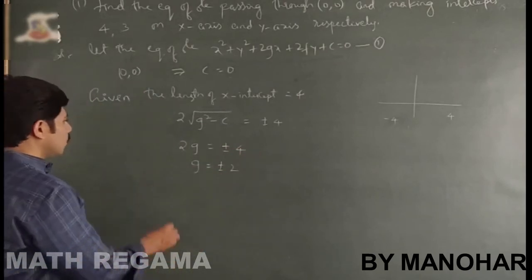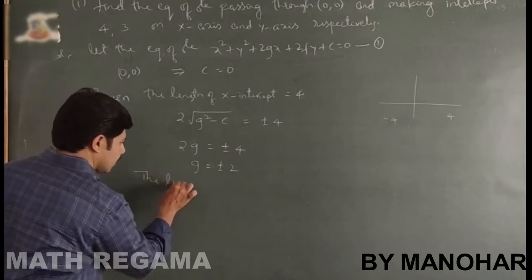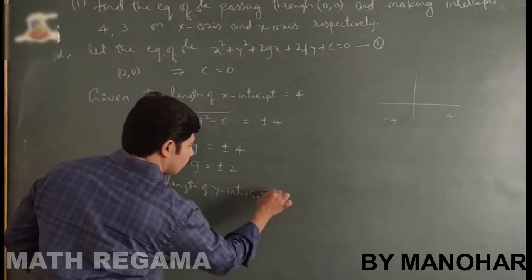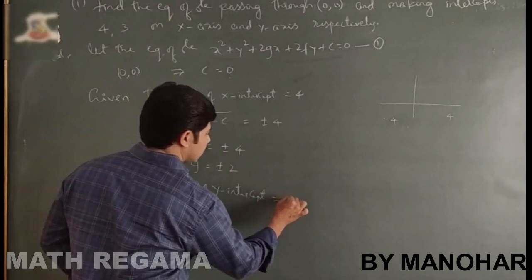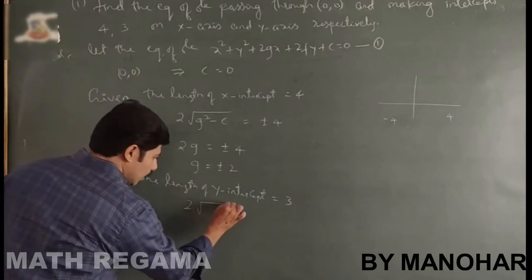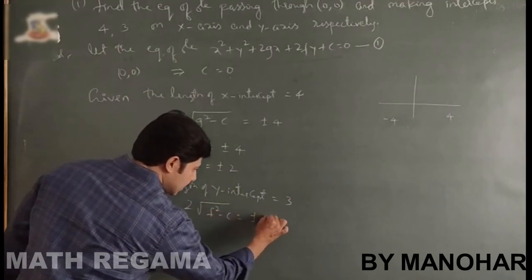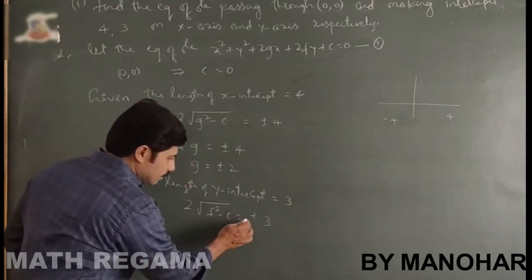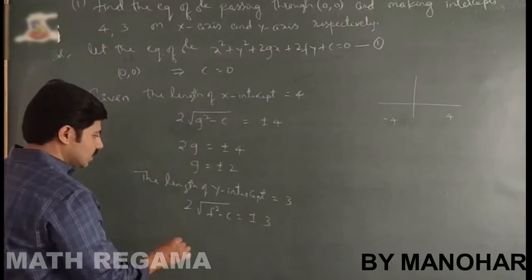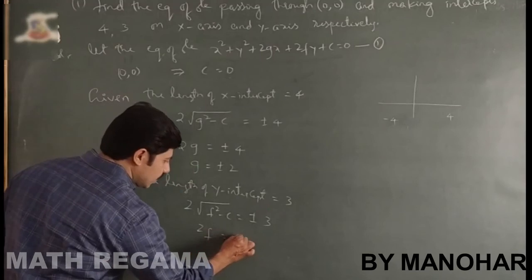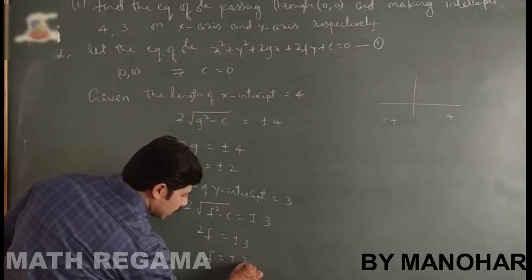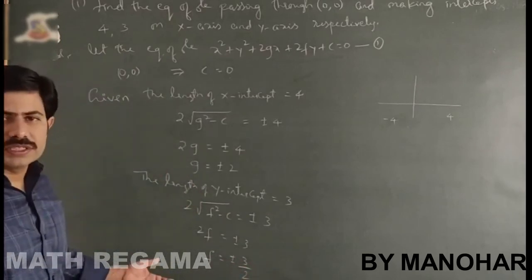After getting g value, next, the length of y-intercept. The length of y-intercept is given as 3 because intercepts 4 and 3, so y-intercept is 3. That means 2 into under root of f square minus c is equal to plus or minus 3. Okay. Now c value is 0. So 2f is equal to plus or minus 3. So what is f value? Plus or minus 3 by 2. So f value is plus or minus 3 by 2.